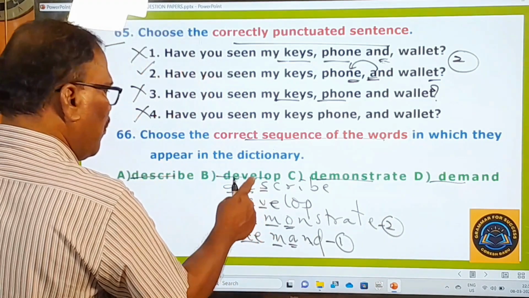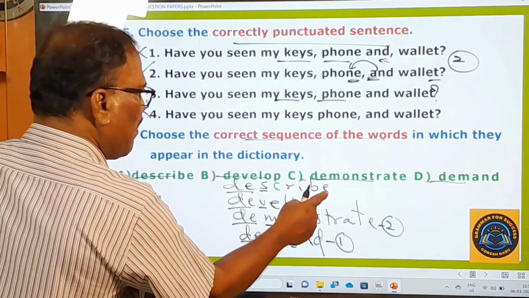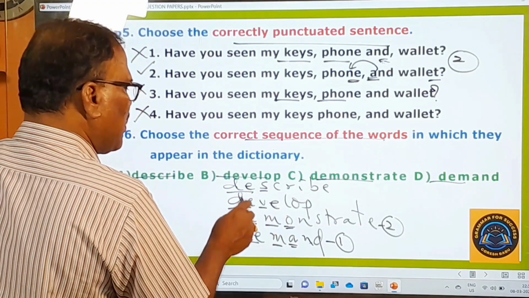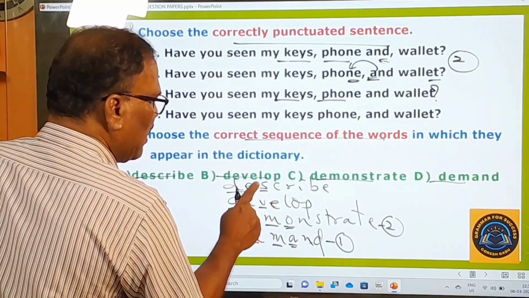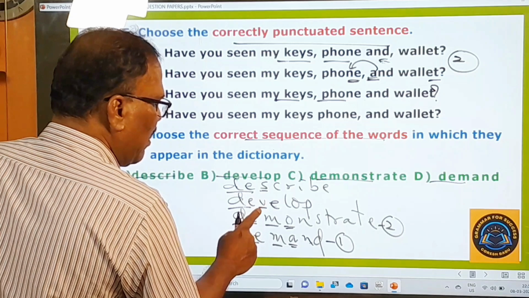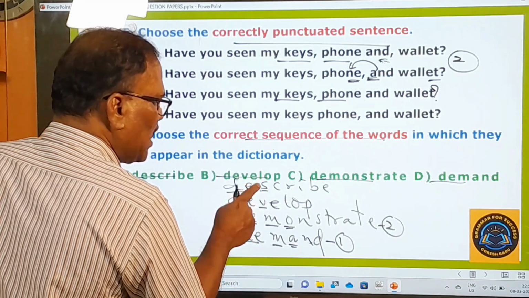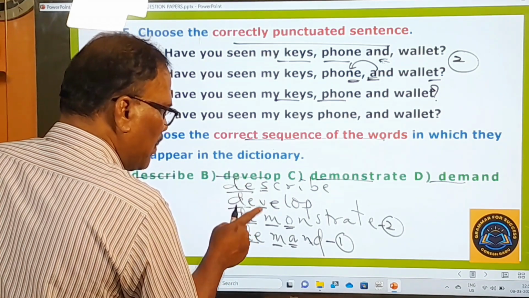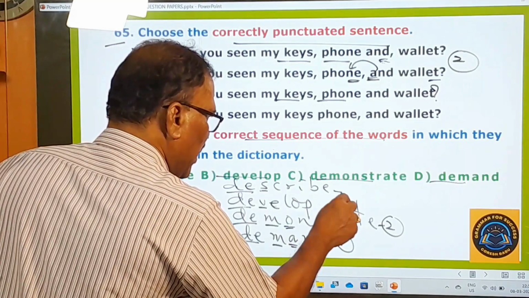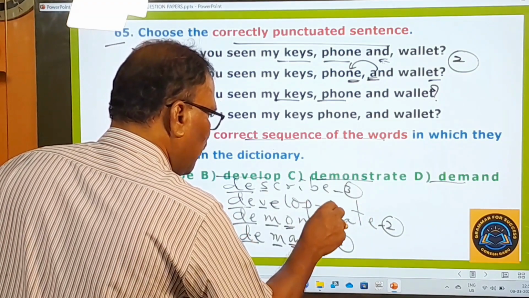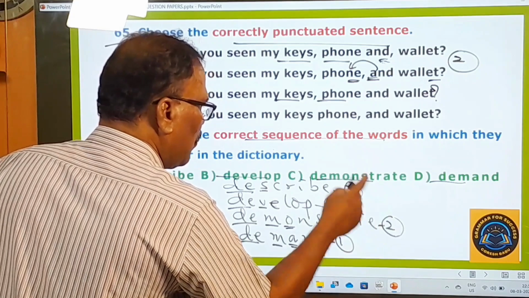And if you look at these two words, describe, develop. So which comes first? D. Okay, what is the next letter? S is here, V is here. Which letter comes first? Only S comes first. After S only V comes. Therefore this word comes first, and therefore this is the third word, and this is the fourth word. So 1, 2, 3, 4.